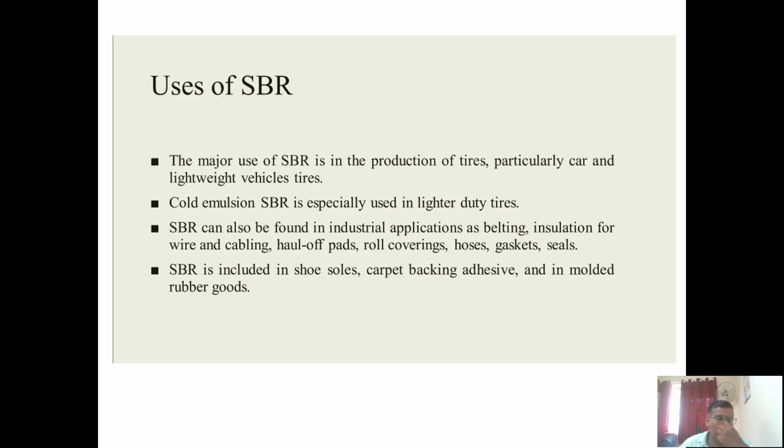Uses of SBR. SBR can be used in the production of tires, particularly car tires and lightweight vehicles. So remember one thing, why do we have to go for copolymers? Because the weakness of natural rubber can be enhanced by reacting with another monomer, that is styrene. It's also used in lighter duty tires.